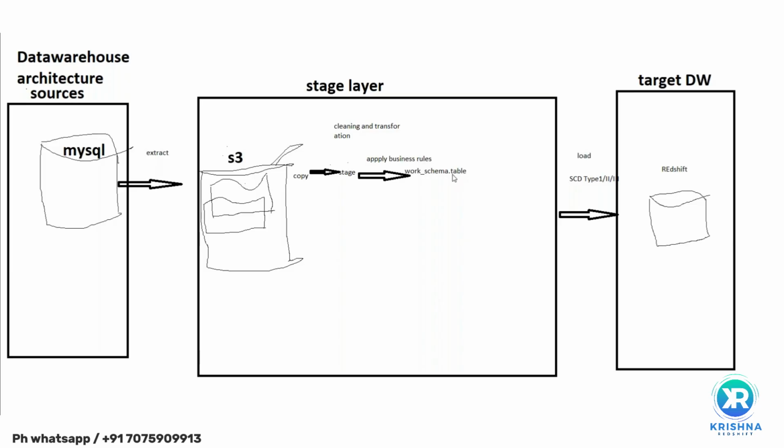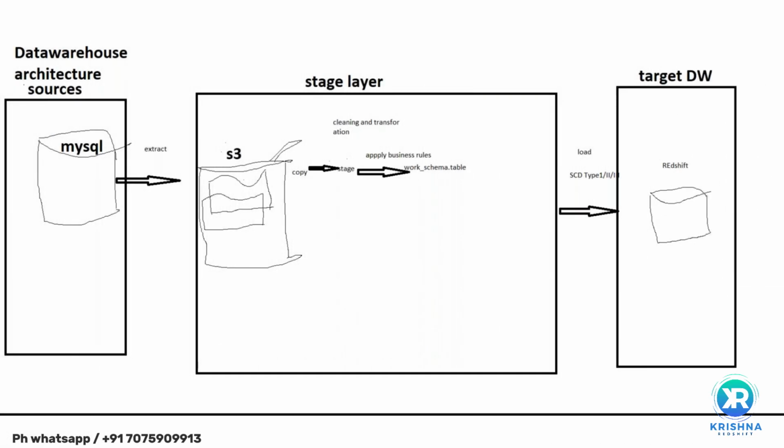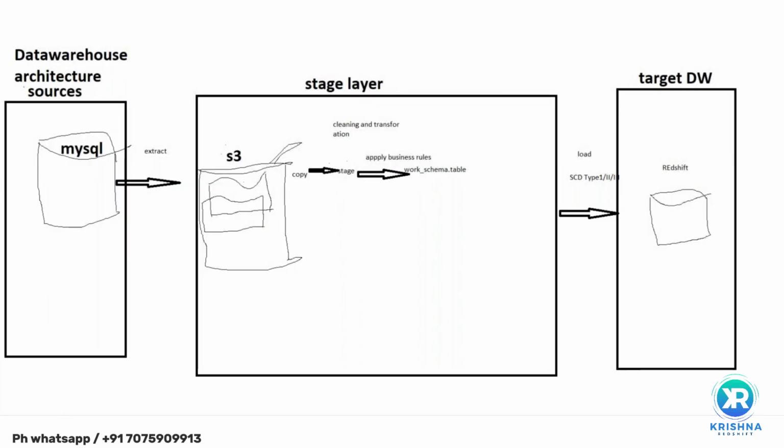Okay, so while loading from stage to work table, how do you load? From one table to another table, how do you load data? Copy. I'm asking Somnath, your answer. How do you load data from one table to another table? Insert select. Yeah, insert select. Insert into the target table, select star from source table.